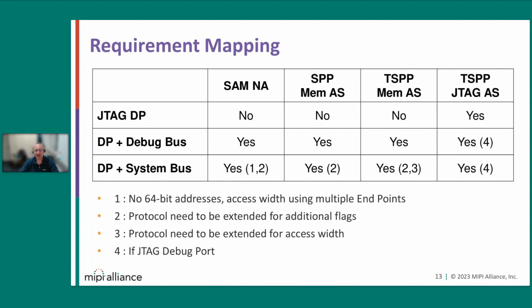For architectures using a direct system bus, all protocols match too, but the protocols have certain limitations. The SAM network adapter needs to be extended to transport 32-bit addresses, and the access width needs to be transferred by using different endpoints, as suggested by the specification. SAM and SneakPeek have to be extended to transport additional flags, and tiny SneakPeek has to be extended to transport the access width.